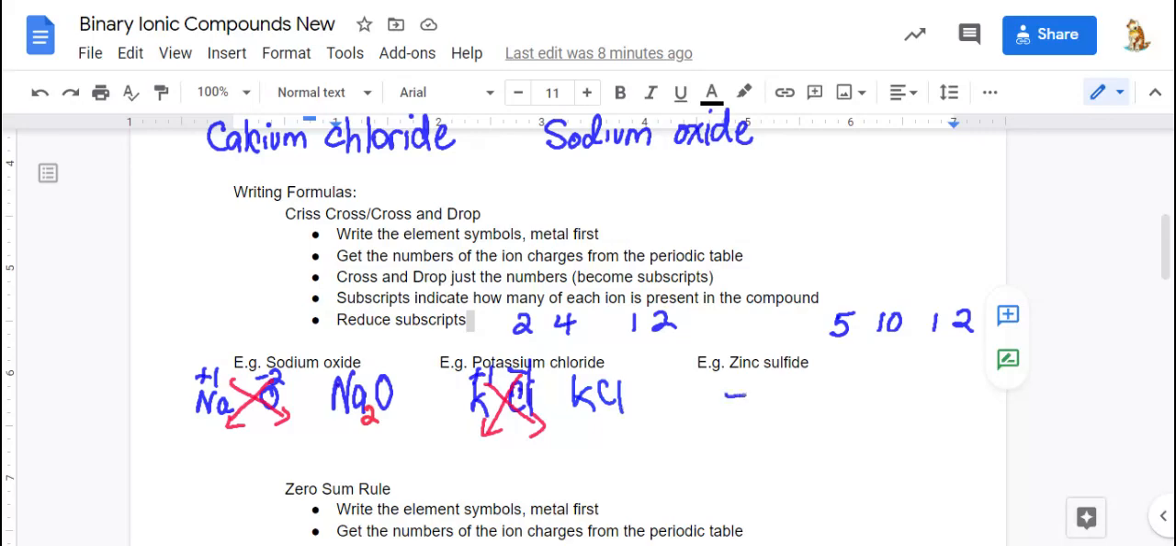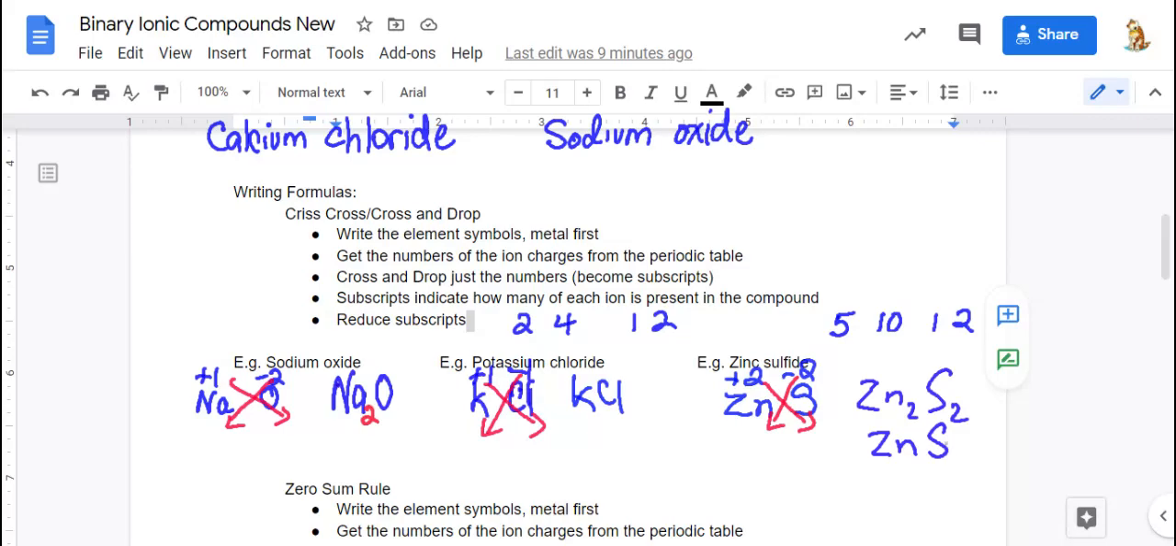So we've got zinc and we have sulfide. So sulfur. Zinc is +2 and sulfur is -2. So if we cross, we get Zn2S2. We can reduce these. 2 goes into both of them. So that would be Zn1S1. So if they have the same number, they will cancel each other out because you're going to reduce them. You can divide 2 into both of those numbers.